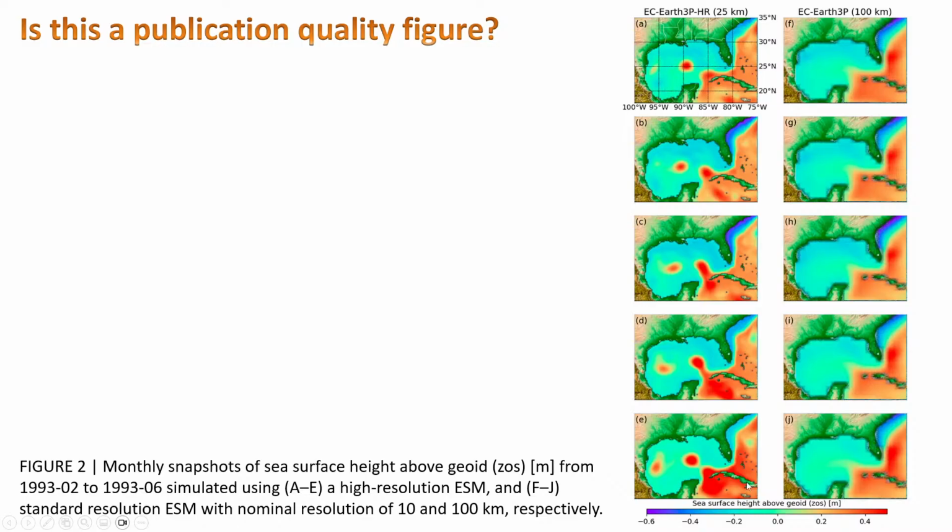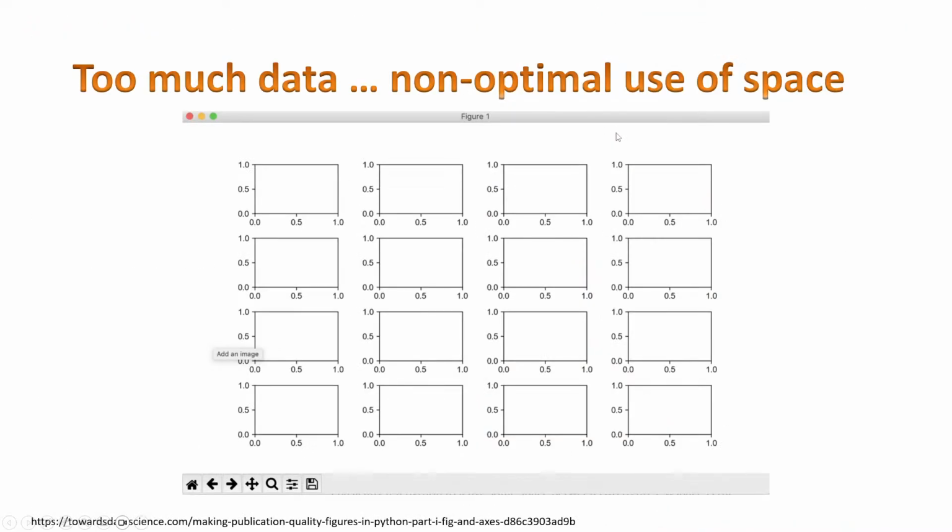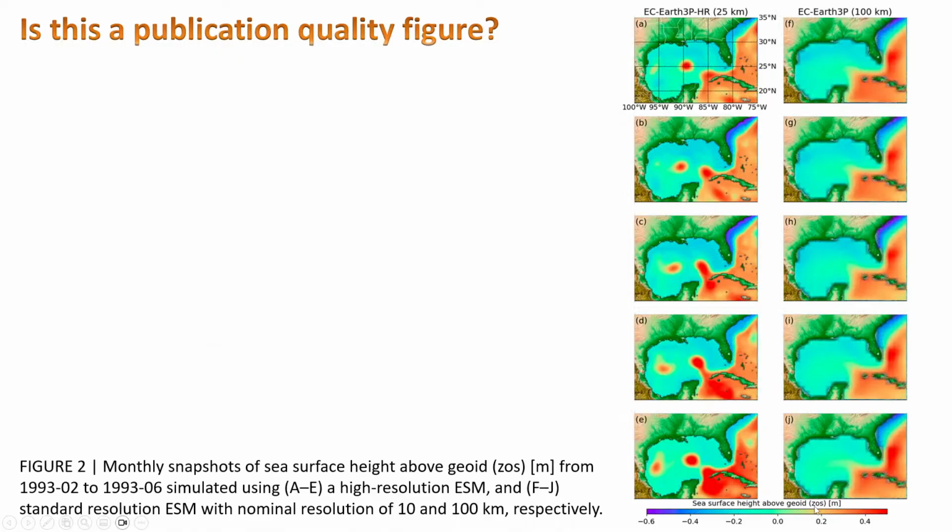Yeah. So this is sea surface height. Remember in the previous figure, I didn't know what this was, but here the legend is clear: sea surface height above geoid in meters, and I have this range. Yeah. Now, what does this mean? So monthly snapshot of sea surface height above geoid in meters from February to June.